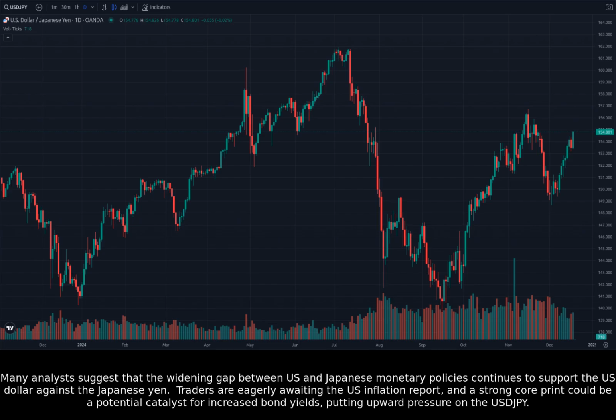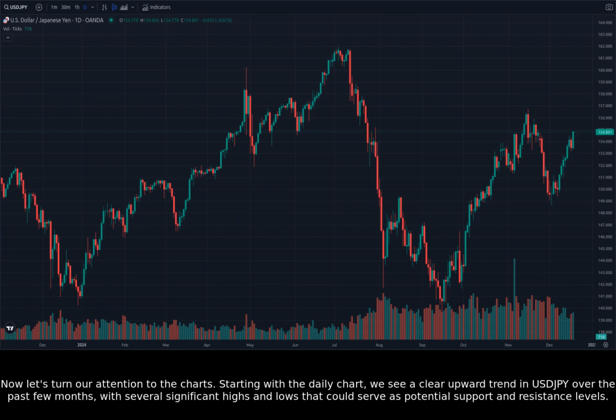Traders are eagerly awaiting the U.S. inflation report, and a strong core print could be a potential catalyst for increased bond yields, putting upward pressure on the USDJPY. Now let's turn our attention to the charts.